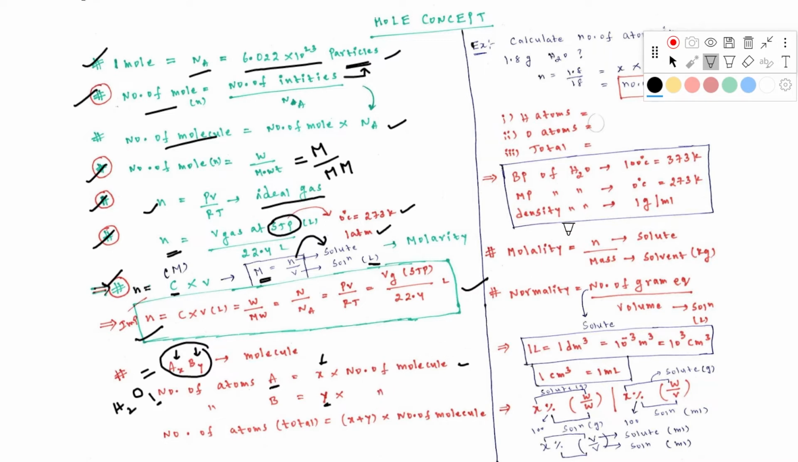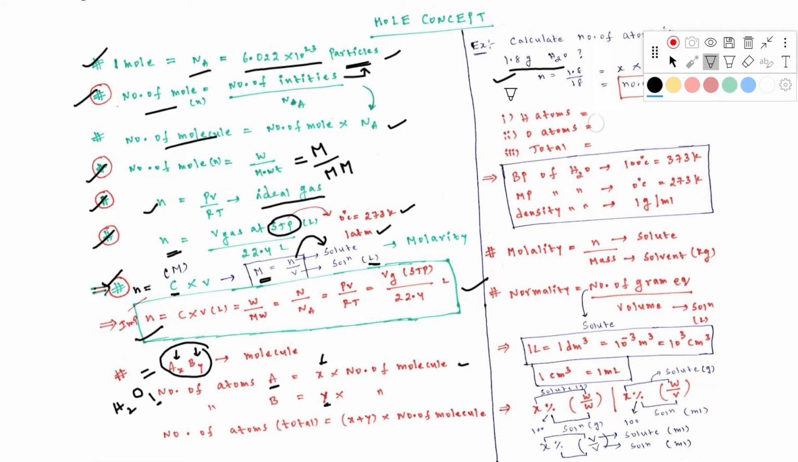Okay. So in order to understand this a little bit clearly, I have given one example here. Calculate number of atoms in 1.8 grams of water. The examiner gave the weight of the water, not the number of molecules. You have to calculate the number of molecules from this weight.